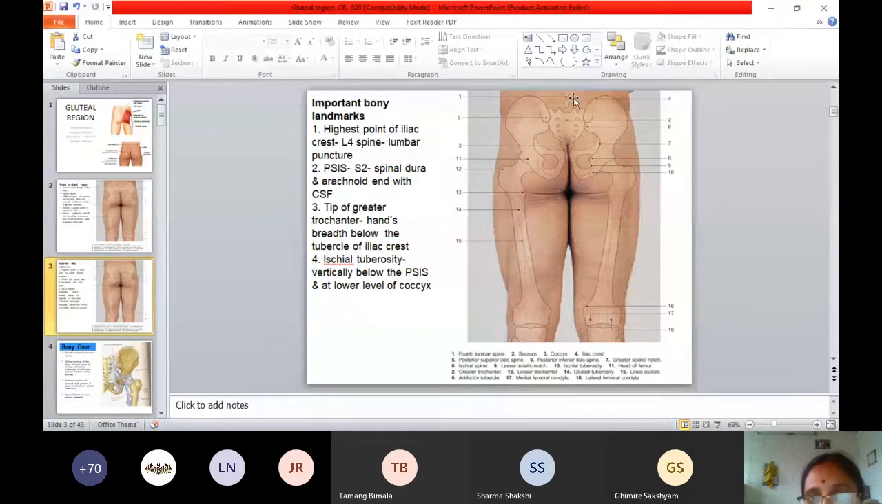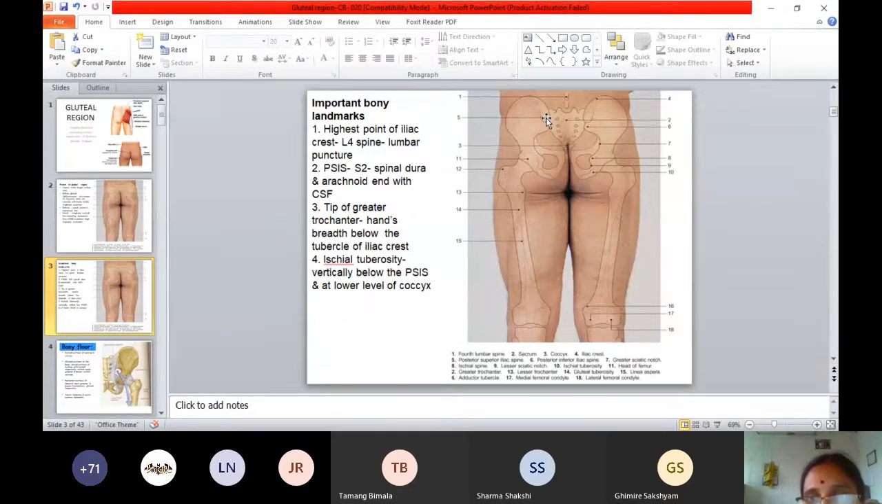What is the clinical relevance of this surface projection? With the help of the highest point of the iliac crest, you can palpate the fourth lumbar spine, and between the third and fourth lumbar spines you can pass a needle to aspirate the cerebrospinal fluid from the spinal canal. That process is known as lumbar puncture. That is the clinical relevance of the bony landmarks of the gluteal region, number 1. Number 2, labeled as number 5, is the posterior superior iliac spine.